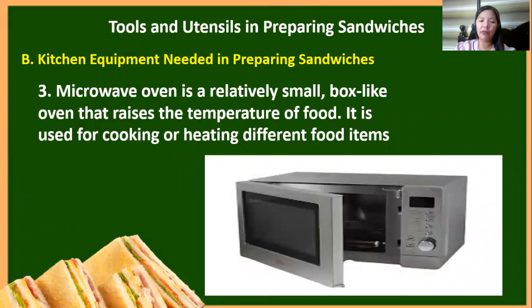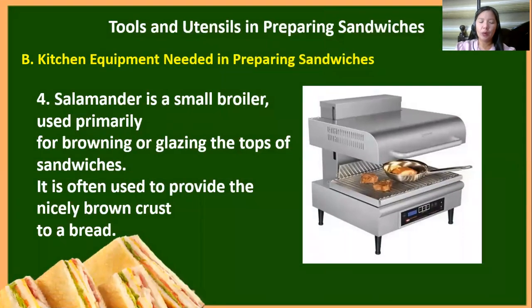A microwave oven is a relatively small box-like oven that raises the temperature of food. It is used for cooking or heating different food items. We also have the salamander, a small broiler used primarily for browning or glazing the tops of sandwiches. It is often used to provide a nicely browned crust to a bread.